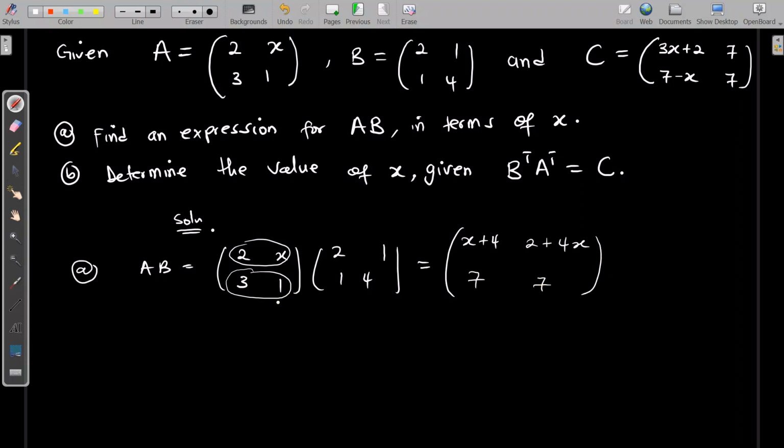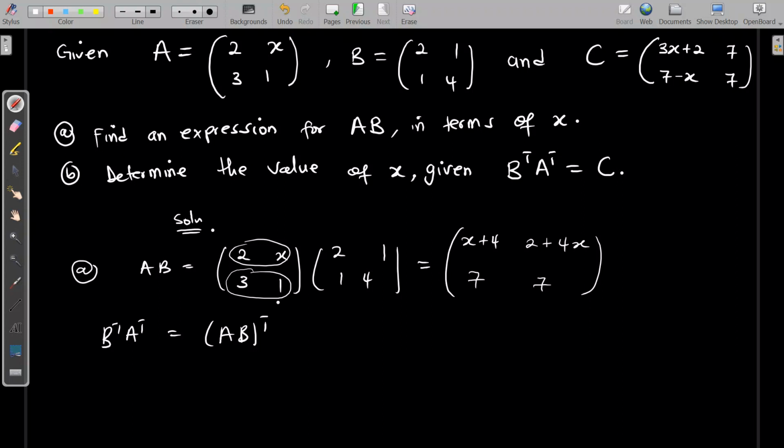Now the next part is to determine the value of x given that B transpose A transpose is equal to C. I've not talked about transpose yet, but I'll prove that in some of our next lessons. I think our next lesson is going to be on transpose, where I'll prove that B transpose A transpose is actually equal to (AB) transpose. And what do I mean by transpose? Transpose means that you take all the row entries you have in your matrix, write them as a column, and then all the columns as rows.